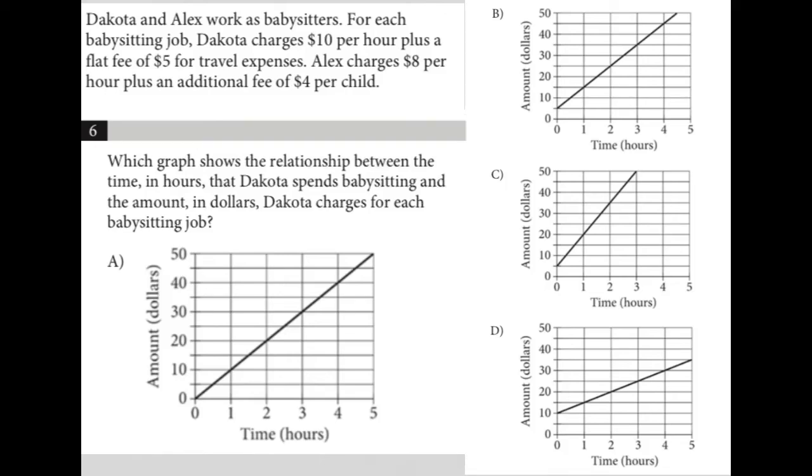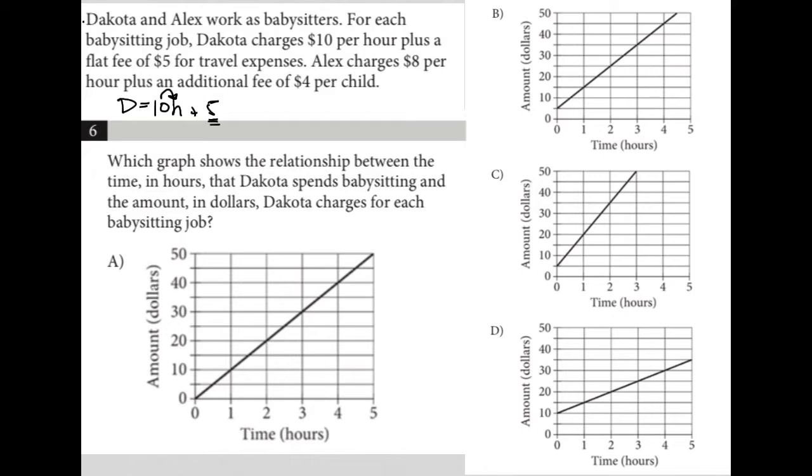So this question starts off with the information that says Dakota and Alex work as babysitters. For each babysitting job, Dakota charges $10 per hour plus a flat fee of $5 for traveling expenses. So I'm going to translate that into D equals 10H plus 5, right? D for Dakota equals 10 times H, meaning the number of hours that Dakota works. Plus, it doesn't matter how many hours Dakota works because there's always going to be a charge of $5 as a flat fee just for traveling.